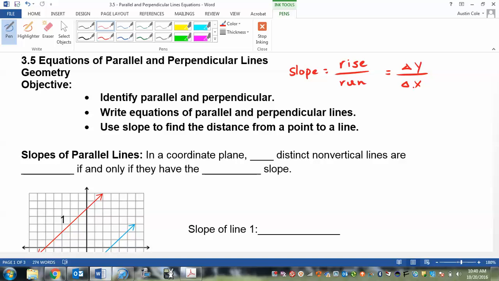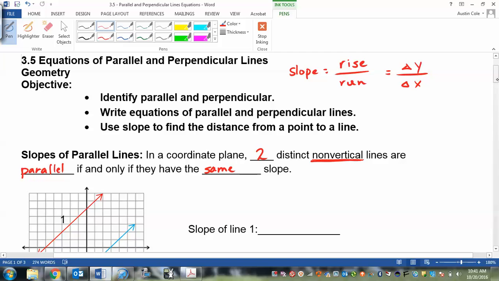Okay, so the slope of parallel lines. In a coordinate plane, two distinct non-vertical lines are parallel if they have the same slope. So if two lines are going to be parallel to each other, they're going to have the exact same slope, which is the exact same rise over run.